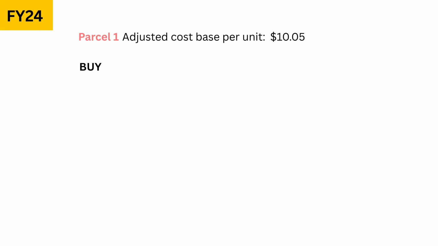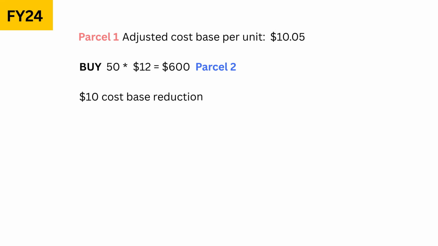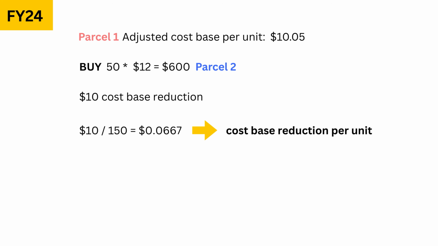In February 2024, John bought another 50 units of ETF XYZ at $12 each, adding a new parcel worth $600. Then his FY24 AMAA statement shows a $10 cost base reduction. At the end of the financial year, he held 150 units, so the cost base reduction per unit is 6.67 cents. He applies this to both parcels.